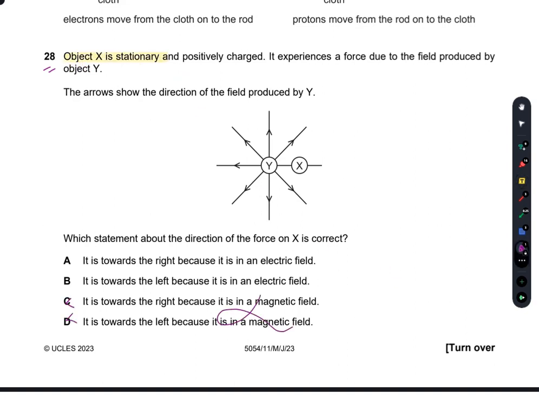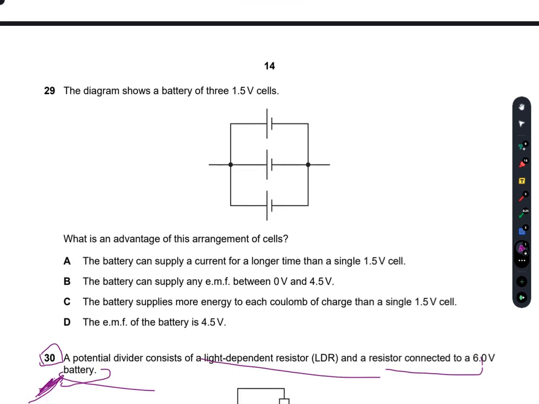So you can eliminate C and D. Now this is a positive. This Y exerts the electric field away from it, which means it is a positive test charge. A test charge is always positive, and this X is also positive, and like charges repel, so it will move towards the right because it is in an electric field. Yes, it will move towards the right because both Y and X will repel each other. So A is the right option.